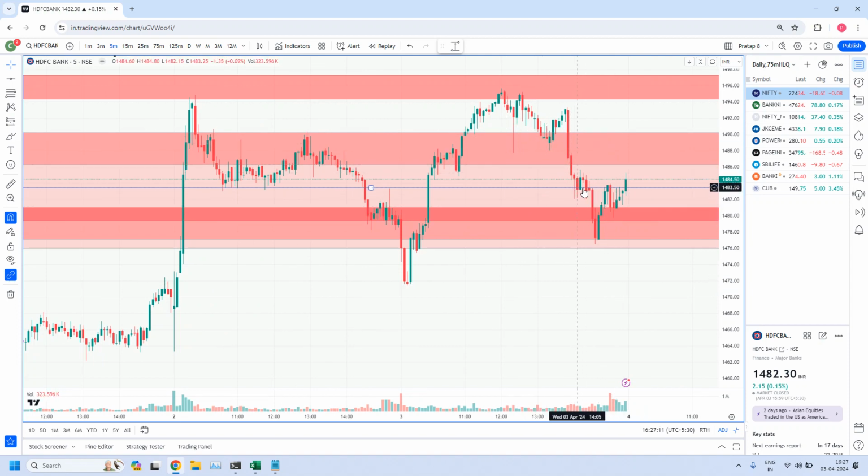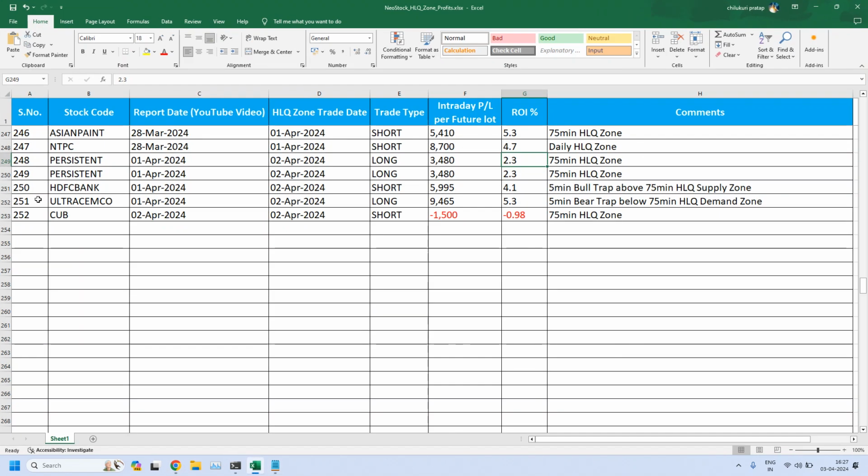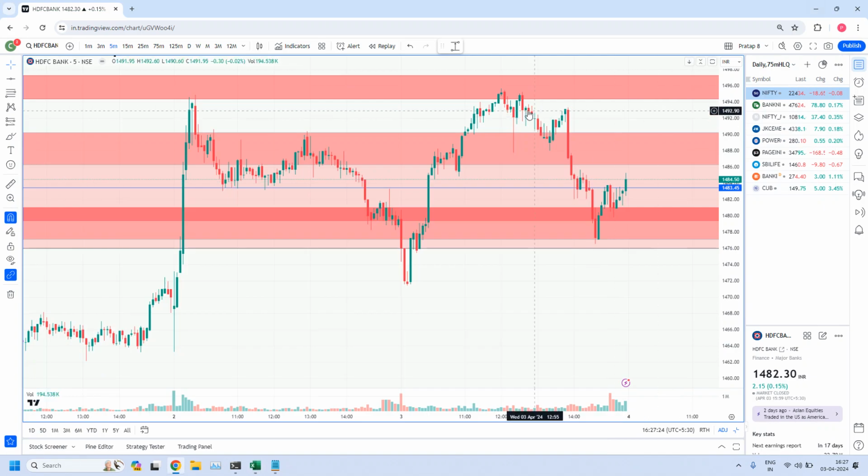So today it would have given you again another, how much profit? Around 5,000 something. HDFC Bank. Yesterday it gave you 5,995. This is yesterday's trade. In case anybody would have taken a trade, you would have got another 5,995, close to 6,000 rupees.